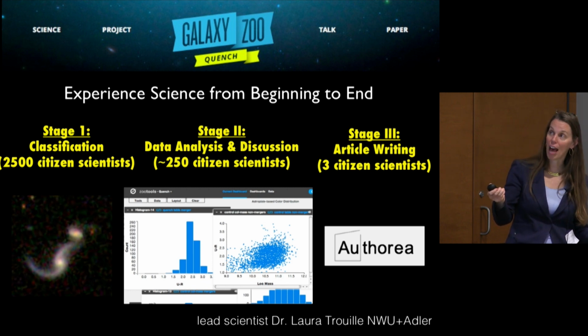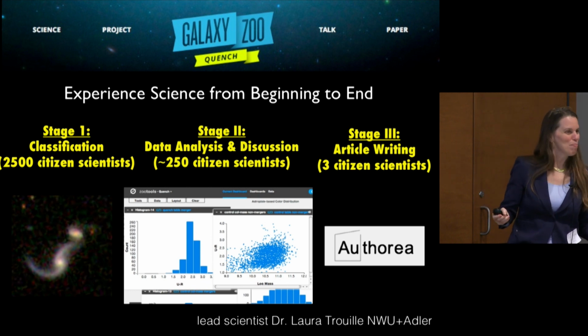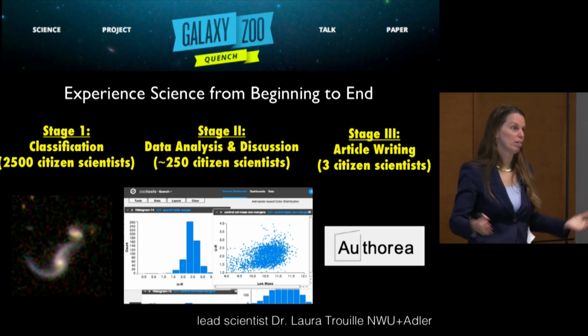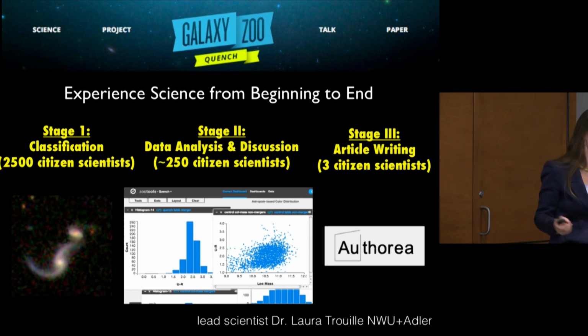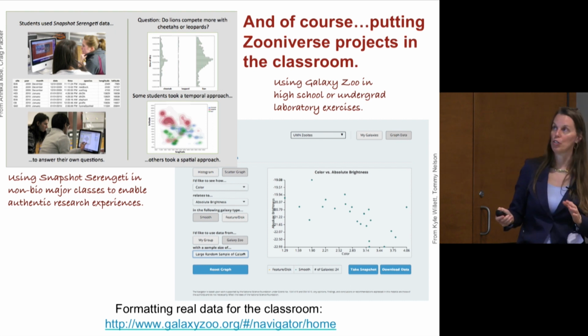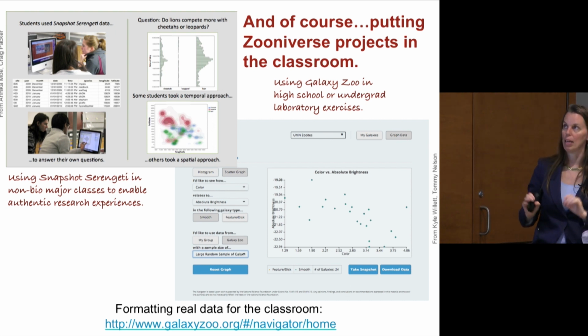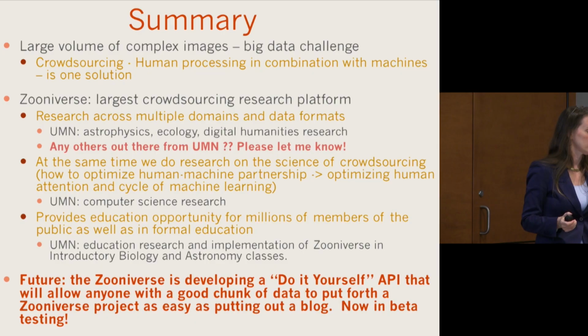By the end, we had several thousand starting. By the end, there were 3 people that were still in there, a secretary and a lawyer, people whose interest kept going. Of course, we're using these tools and embedding them in introductory classes at the University of Minnesota. For example, we're using Snapshot Serengeti in some of the biology classes, and we're using Galaxy Zoo in some of the introductory astronomy classes. So I'm just going to leave that summary up here.